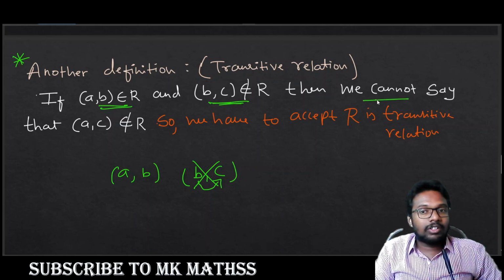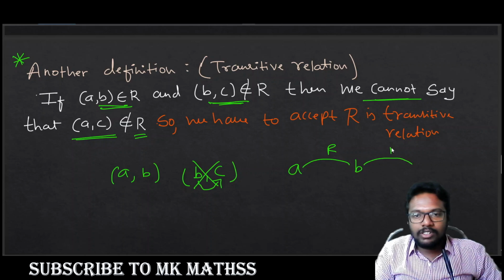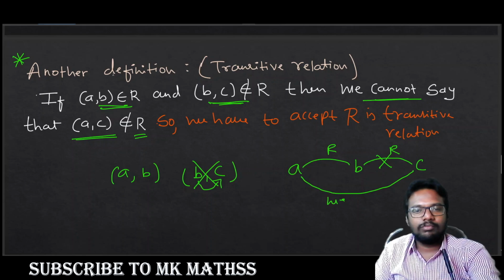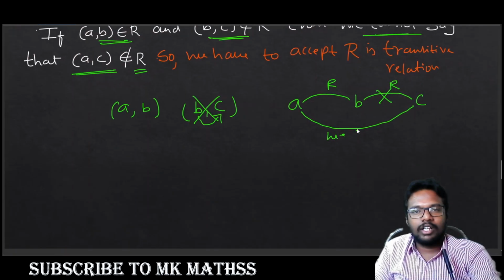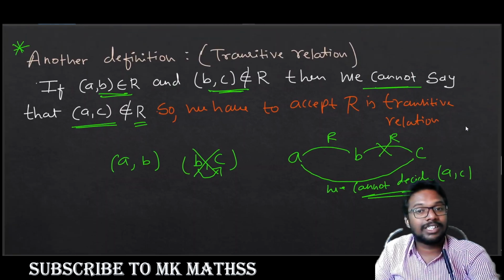Then we cannot say that (A, C) does not belong to R. We cannot say. So A is related to B and B is not related to C. Here there is no relationship between B and C. Now we cannot decide about (A, C). So that is the confusion here.